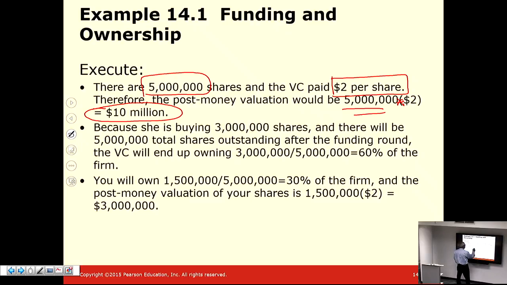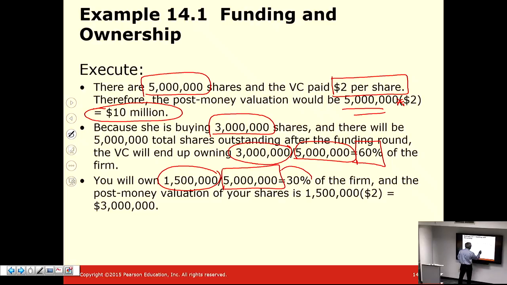Now, because the venture capitalist is buying 3 million shares, and there are a total of 5 million shares outstanding, that means the venture capitalist's ownership of the firm is 60%. And since you have 1.5 million shares out of a total of 5 million shares outstanding, that means your ownership of the firm is 30%, and the remaining 10% is for the angel investor. What is the post-money valuation of your shares? You own 1.5 million shares at $2 apiece. That means the value of your holding is $3 million.